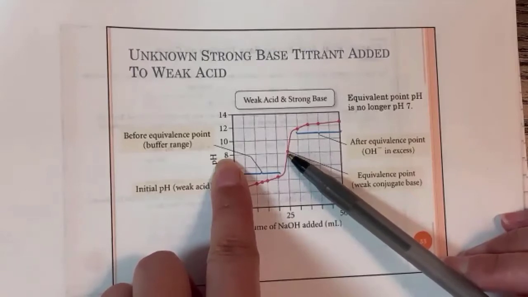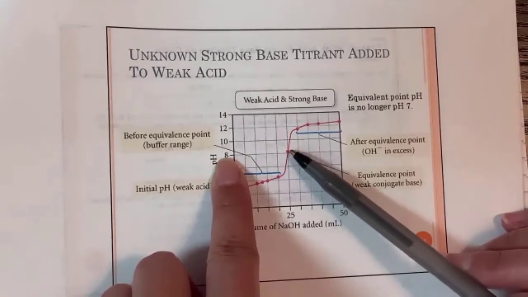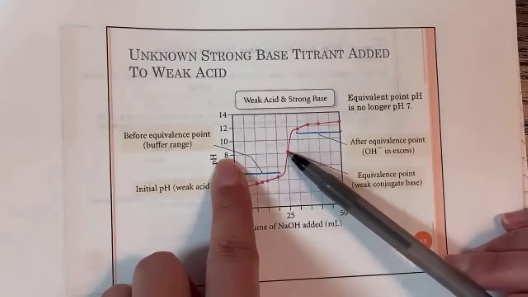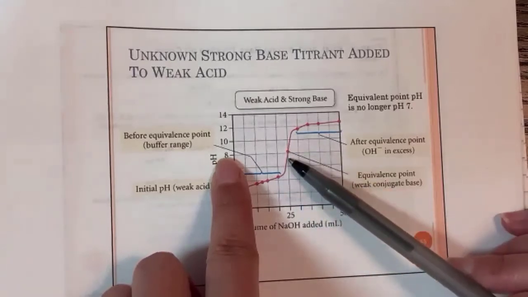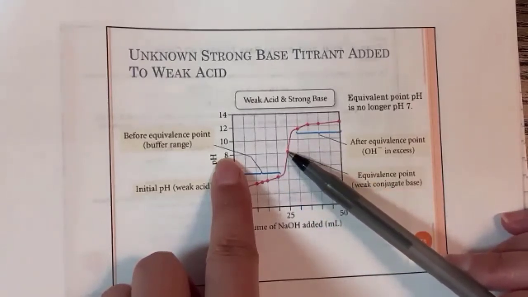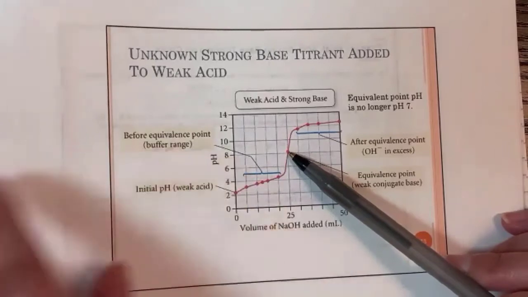If you have a weak acid and a strong base, the pH is higher than 7. Okay, so that's one way to tell. Look at where the equivalence point is, right in the middle of the big jump, and look at the pH. If it's higher than 7, you've got a strong base and a weak acid.